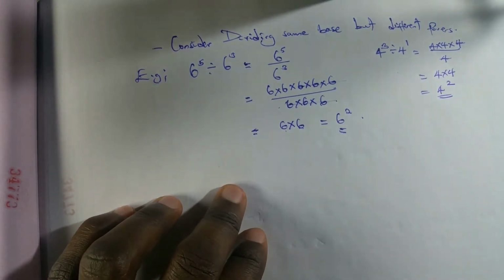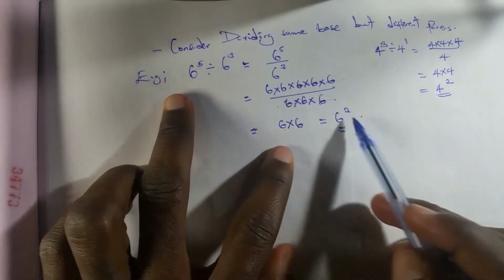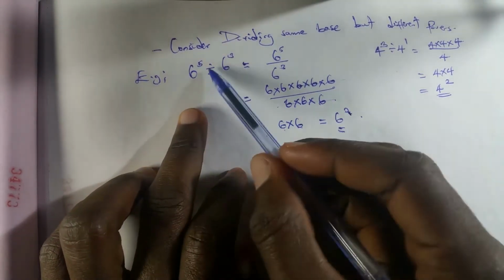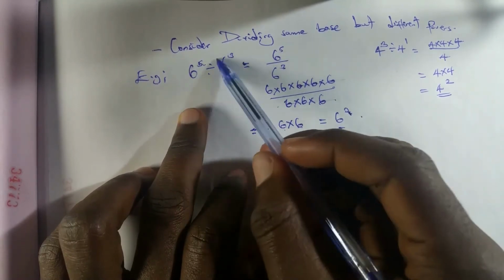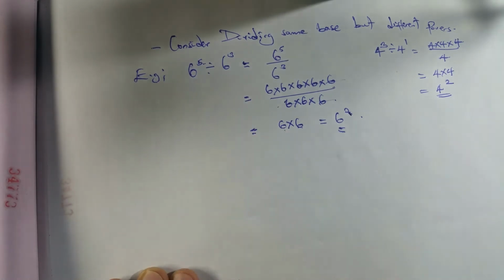Okay, now we can observe this one again. Let's observe the base. If you realize that we have a result, it will just be the same as the powers subtracting themselves. What does it mean? So for the case of division, the powers will actually just subtract themselves.